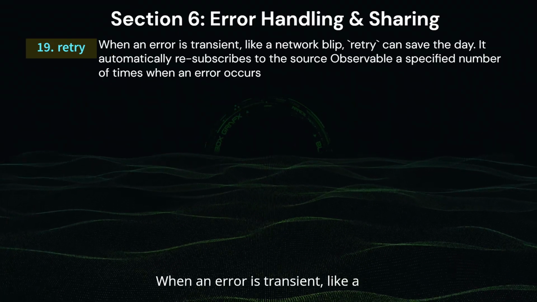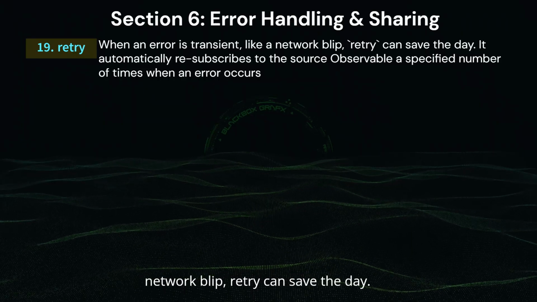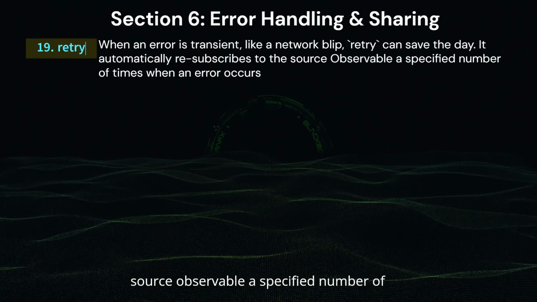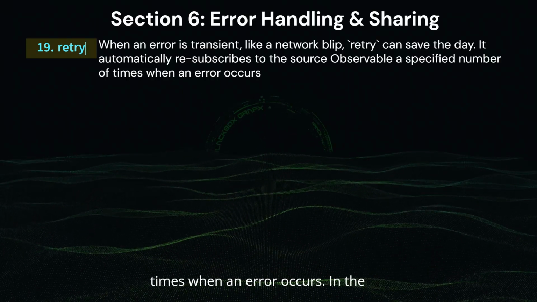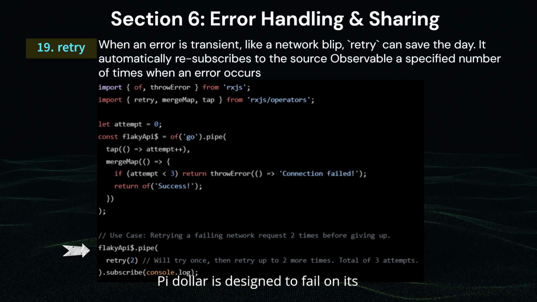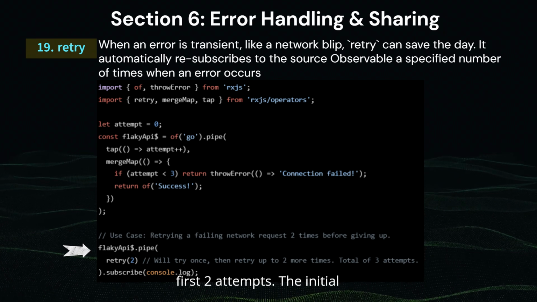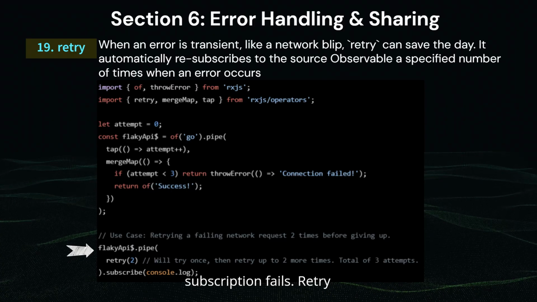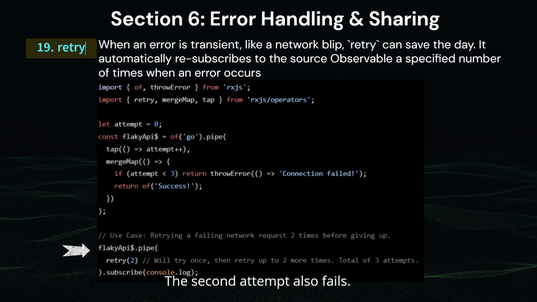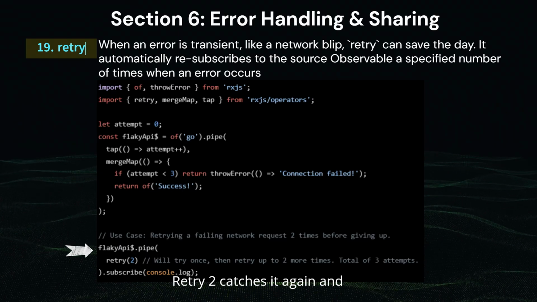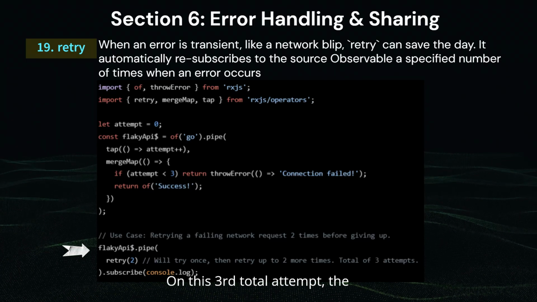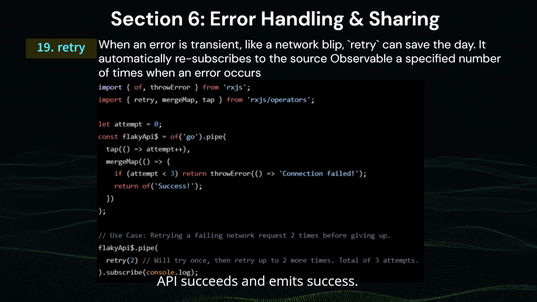When an error is transient, like a network blip, retry can save the day. It automatically resubscribes to the source observable a specified number of times when an error occurs. In the given example, our flaky API is designed to fail on its first 2 attempts. The initial subscription fails. retry(2) catches this and resubscribes. The second attempt also fails. retry(2) catches it again and resubscribes for the last time. On this third total attempt, the API succeeds and emits success.